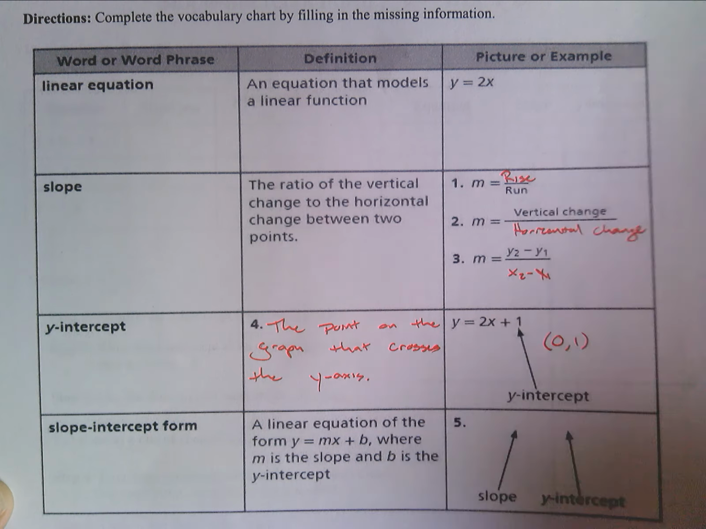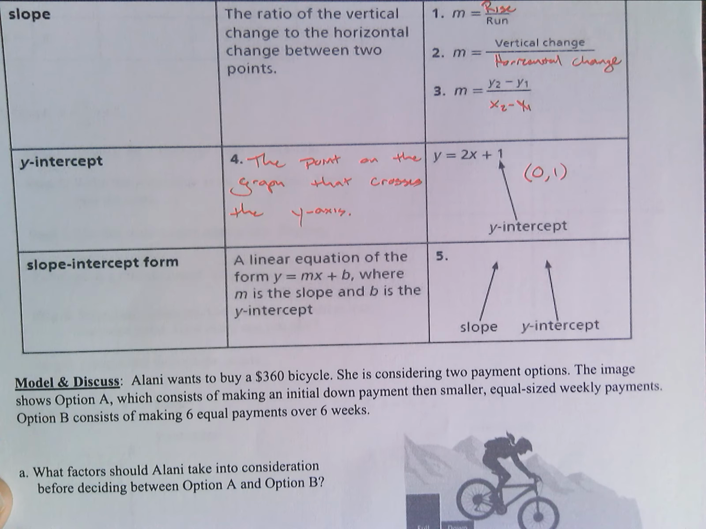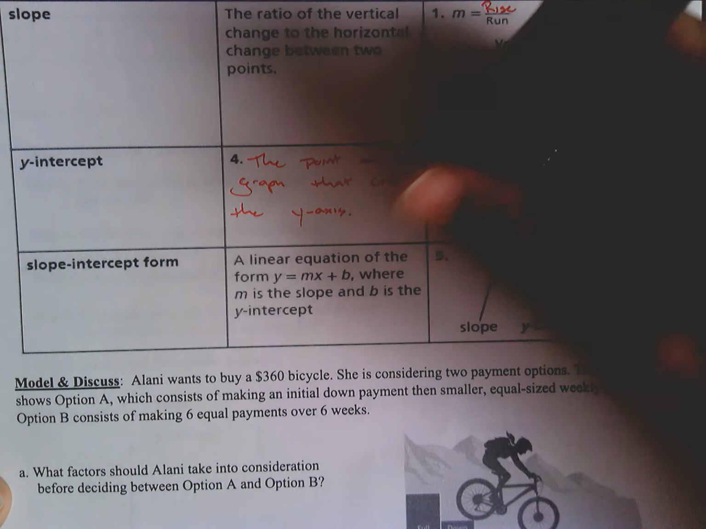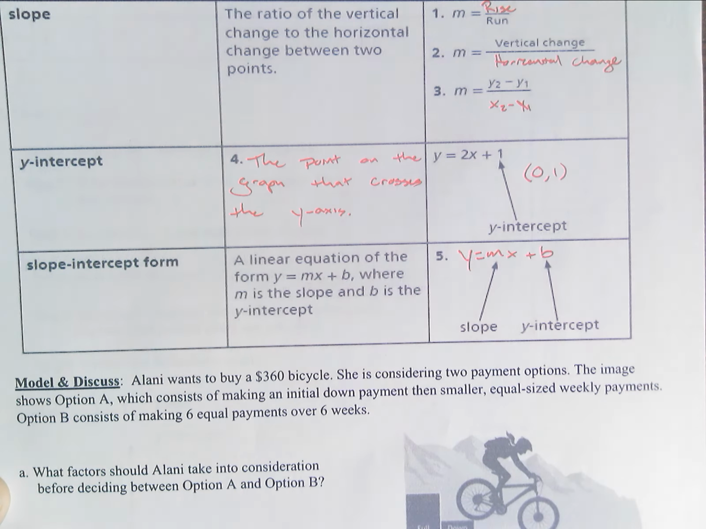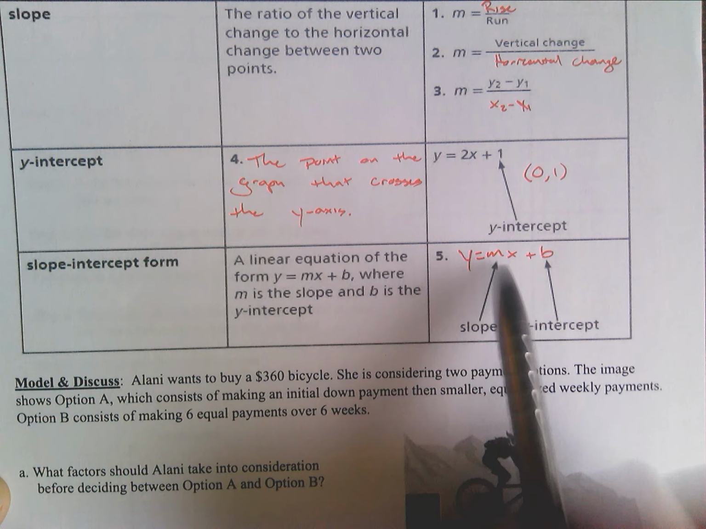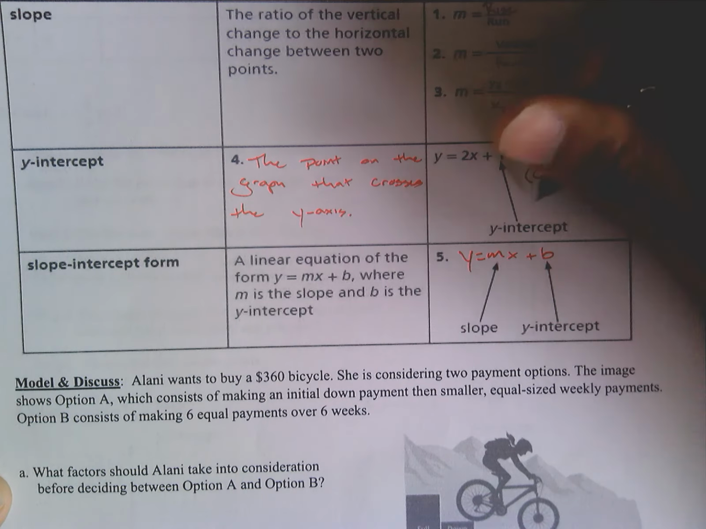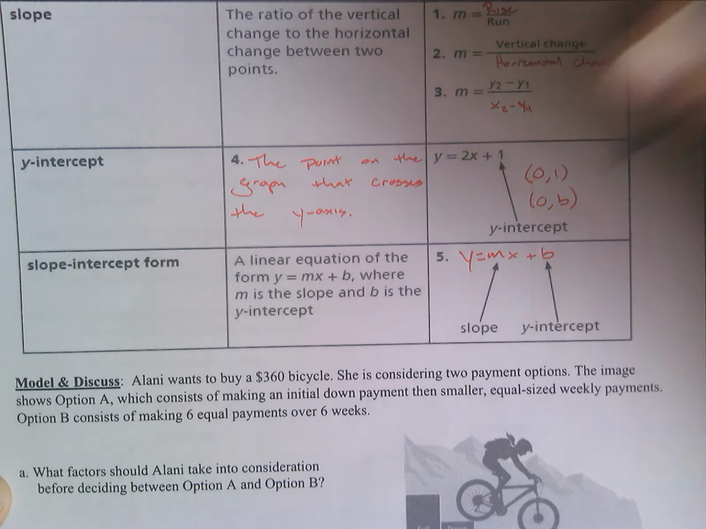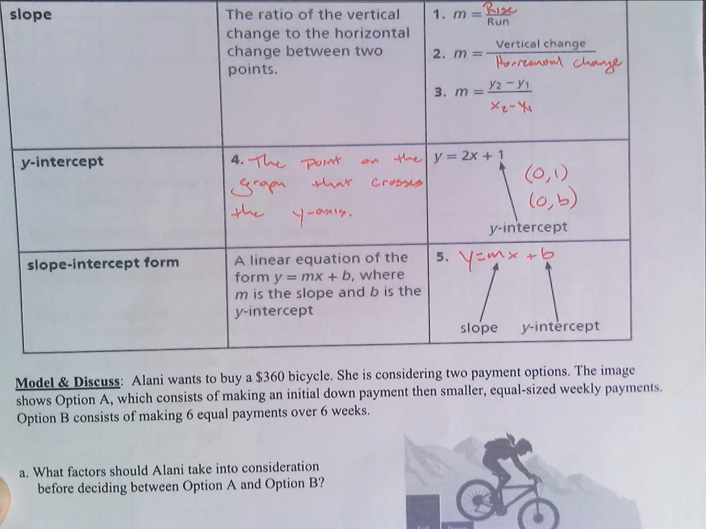Slope-intercept form is a linear equation of the form y equals mx plus b, where m is the slope and b is the y-intercept. Okay, so let's go ahead and write that out. y equals mx plus b, where m is the slope and the y-intercept is b. So now that we know what the y-intercept is, we can take a look at this up here. The coordinates for our y-intercept is always going to be in the form 0, b if we're given the equation in slope-intercept form, y equals mx plus b.